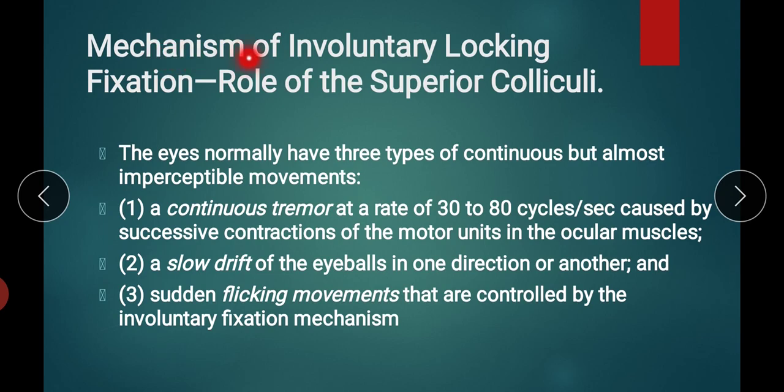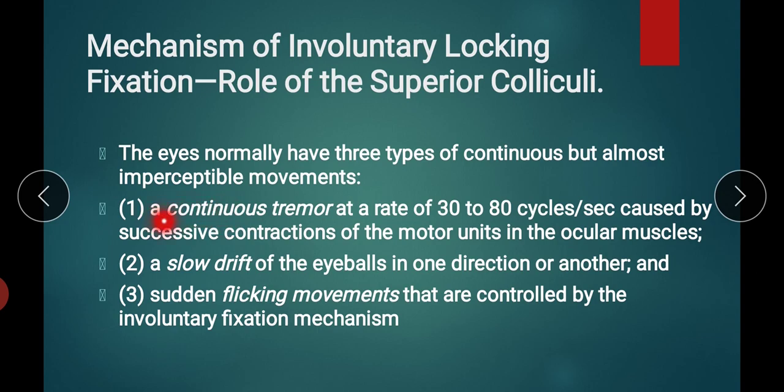Now, regarding the mechanism of involuntary locking or fixation, there will be a role of the superior colliculus. The eyes normally have three types of continuous but almost imperceptible movements. Imperceptible means subconscious movements that we are not aware of. Not only the movements we discussed along with the extraocular muscles, apart from those, the eyeball has to undergo several imperceptible movements continuously. So what are these imperceptible or subconscious movements?